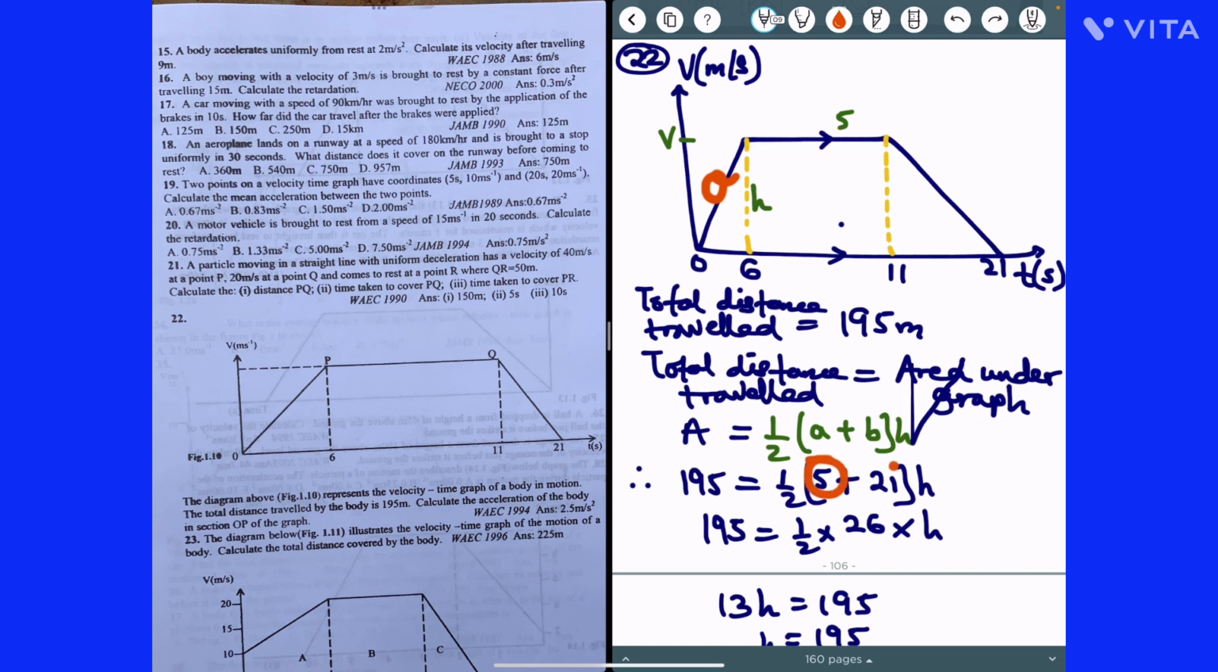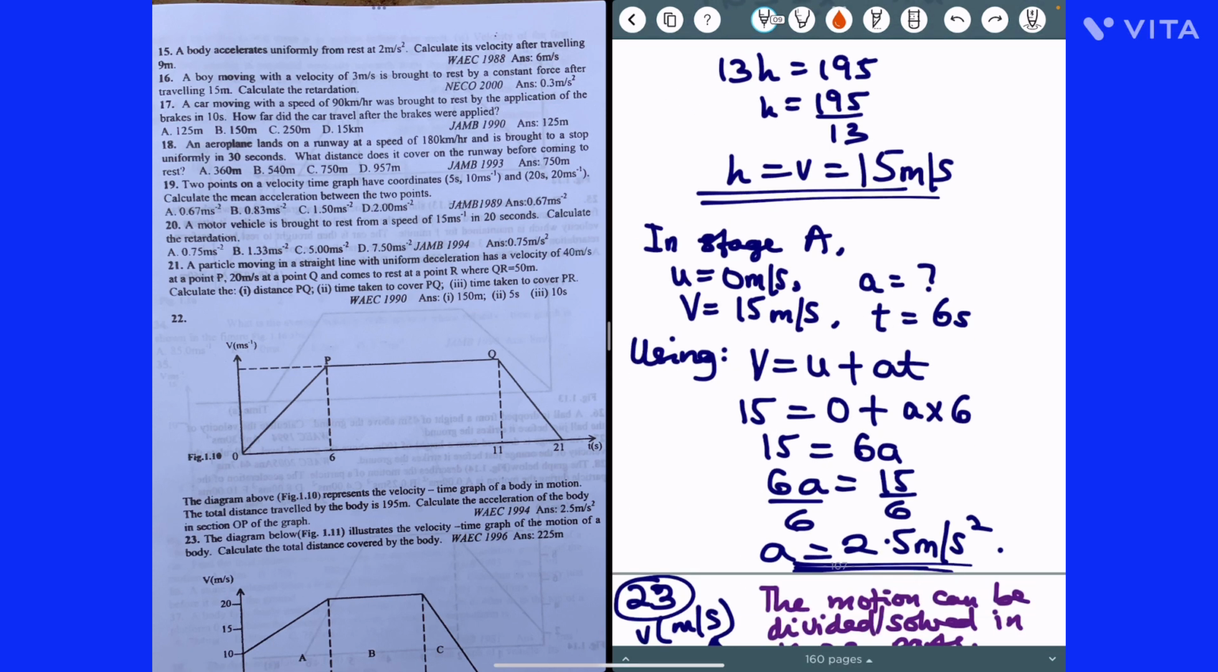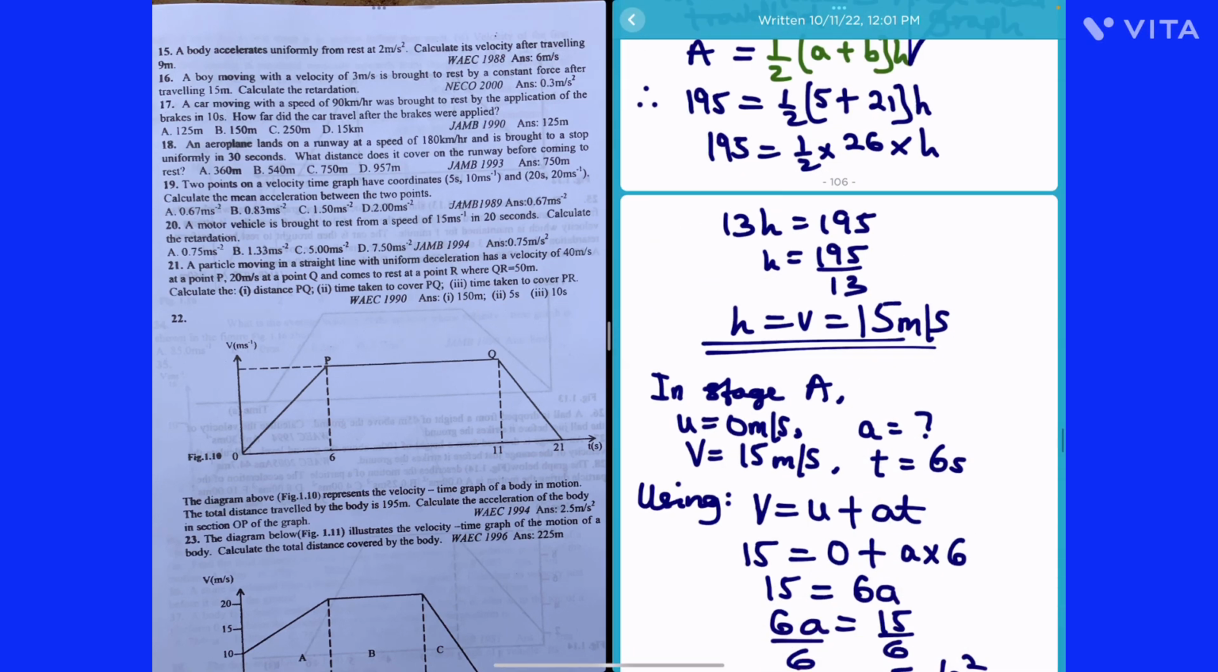Half times 5 plus 21 times vertical height will give you what? 195. So that means half times 26 times H is 195. 13H is equal to 195. H is what? 15 meters per second. That means in stage A of the motion.